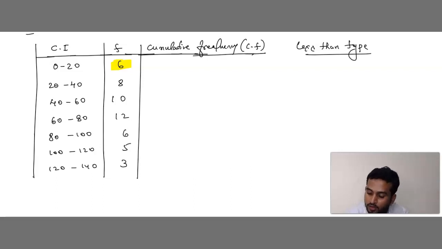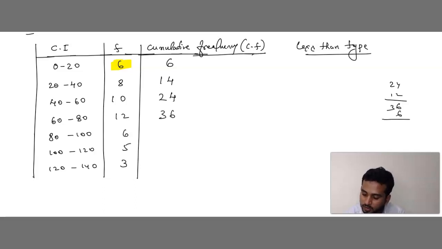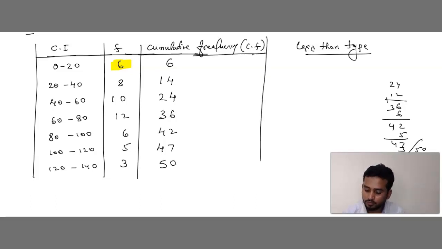For less than type, what we should do? We have to write this 6 as it is. Now add 6 plus 8, 14, 14 plus 10, 24, 24 plus 12, 36, 36 plus 6, 42, plus 5, 47, 47 plus 3, that's nothing but 50.